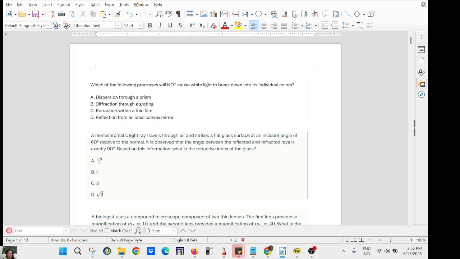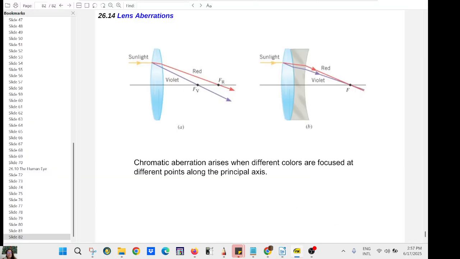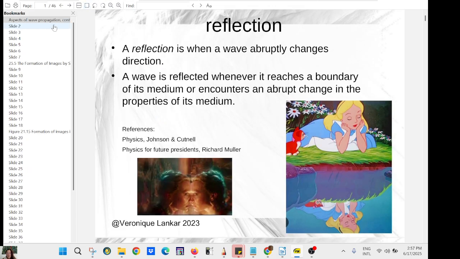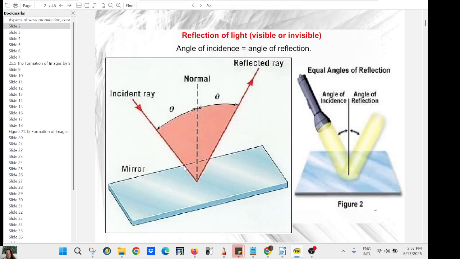What about reflection? So reflection, no. Reflection is just bouncing off, and all the wavelengths will have the same reflection angle. If you look at reflection here, you see it's bouncing off, and there is no breakdown into colors. All the wavelengths will be reflected exactly at the same angle. This is the incidence angle, and that will be the reflection angle. Okay?